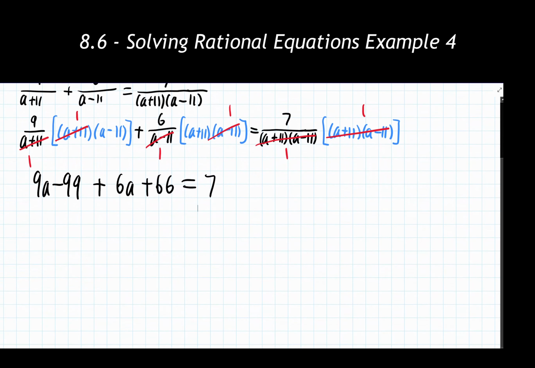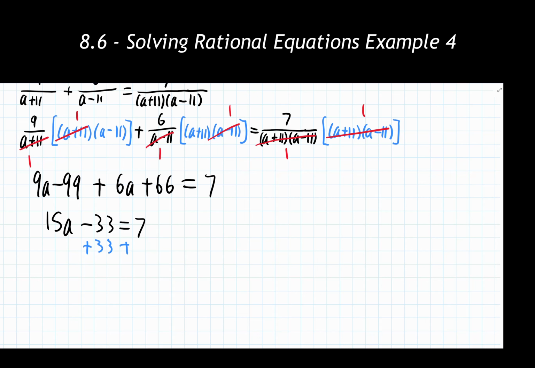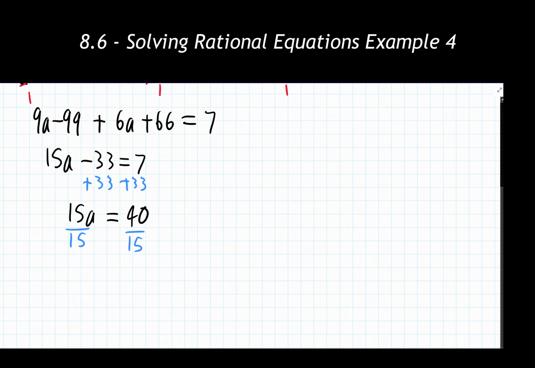So simplifying each side down, the left side of this equation, I'm combining like terms, and I'm going to get 15a minus 33 equals a positive 7. I want to get a all by itself, so I'm going to add 33 to both sides. I'm getting 15a is equal to 40. Trying to get a all by itself, so I'm going to divide both sides by 15. And I'm getting that a is equal to 40 over 15.